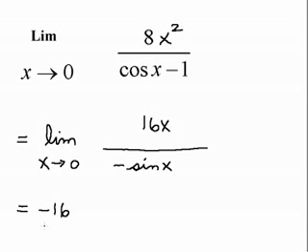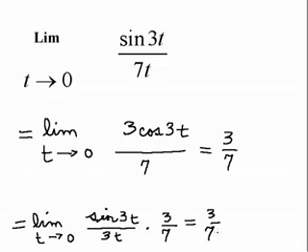I could take the derivative again using the stronger form of L'Hopital's rule, which would give me 16 over negative cosine of x. And the answer when x approaches 0 is just negative 16. What I did, though, was I even skipped that second differentiation, and I used the fact that I know that the limit as x approaches 0 of x over sine x equals 1. So the answer is negative 16.